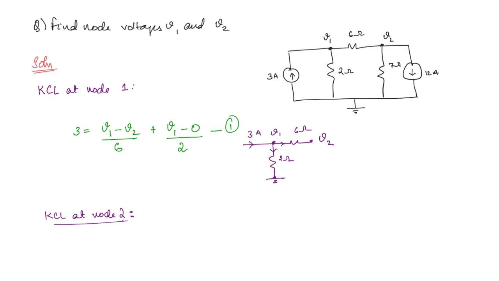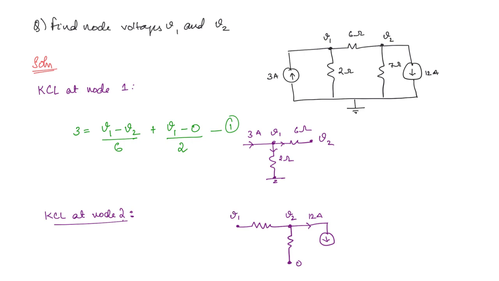Here also we will once again redraw the node. So this is node 2 and here the current source, so 12 amperes is leaving. Now what is this voltage? This is V2. This voltage is 0 and this voltage is V1.